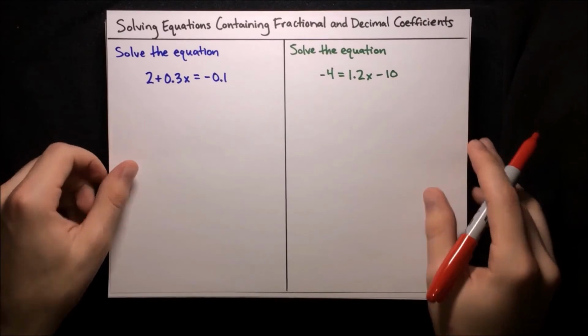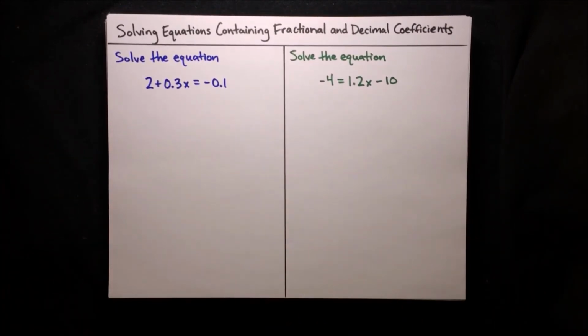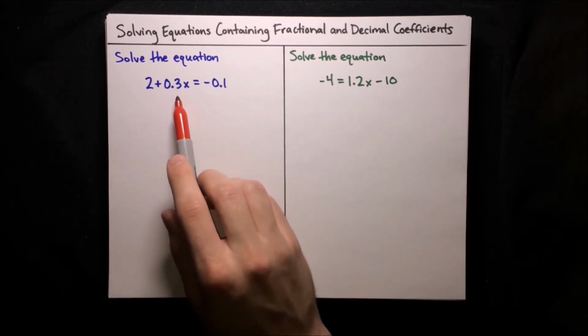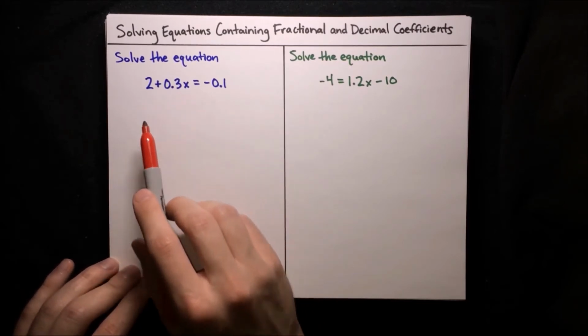Now we've got some decimal equations, and in the first one, we want to solve the equation 2 plus 0.3x equals negative 0.1. Our method for doing this is going to be very similar to the method in the previous problems. We're just going to apply the addition and multiplication principles. First of all, to get rid of this 2 on the left-hand side that accompanies the 0.3x, we can just apply the addition principle and subtract 2 from both sides.